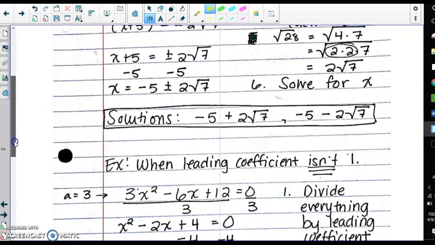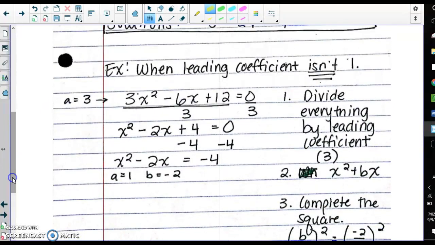All right, next example, when your leading coefficient isn't 1. So if you have a number in front of x squared, you would start by doing this. So you want to first divide everything by that number, by the leading coefficient. Our leading coefficient was 3 because there's a 3 in front of x squared. So I'm going to divide everything by 3. Okay, so 3 divided by 3 is just 1, so this becomes 1x squared. Negative 6 divided by 3 is negative 2, and then 12 divided by 3 is 4, and 0 divided by 3 is just 0.